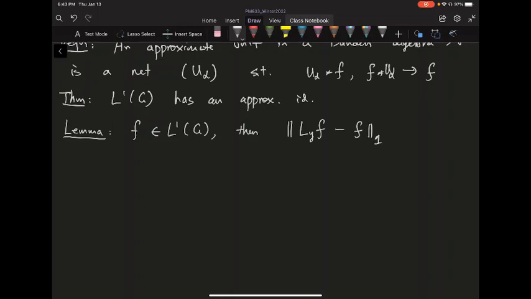But now I want to actually show that their one norm is also converging to zero, as y goes to the identity. This is going to be equal to zero, and you do the same for the right translation as well.